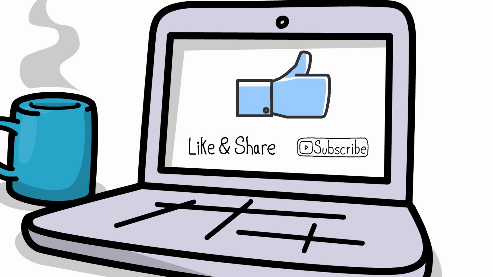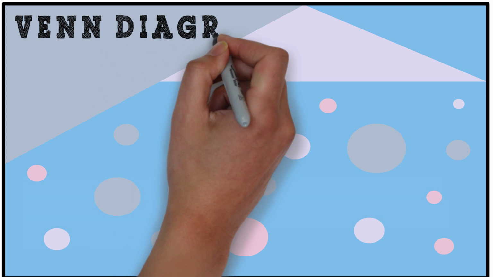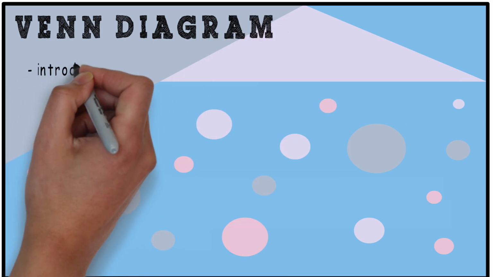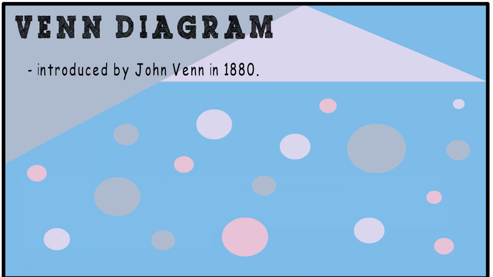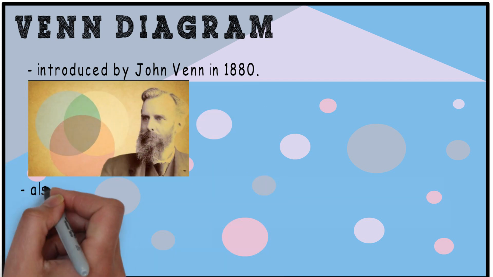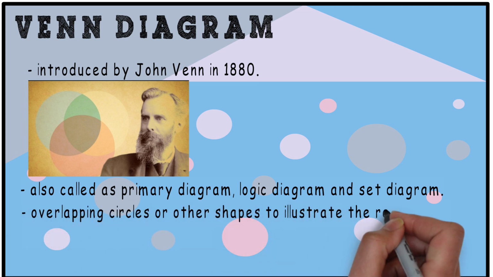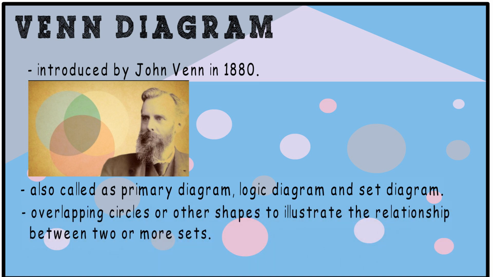Thank you very much. Today's discussion is about the union, intersection, and complement of sets. But before that, let's talk about Venn diagrams. What is a Venn diagram? It was introduced by John Venn in the year 1880. It is also called a primary diagram, logic diagram, and set diagram. Venn diagrams are overlapping circles or other shapes that illustrate the relationship between two or more sets.